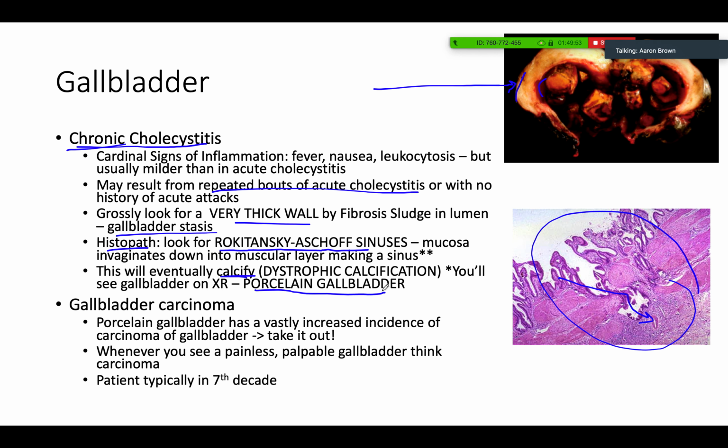So what's the problem with it? What's the big deal? Porcelain gallbladder has a huge increased incidence of carcinoma of the gallbladder. Okay? And so you really need to take this gallbladder out already. You should have done it on the first bout of cholecystitis they had, but if you didn't do that, you need to take it out now. If you see a painless palpable gallbladder, think about cancer, either of the gallbladder or of the pancreas. Okay? And typically these patients are a little bit older.